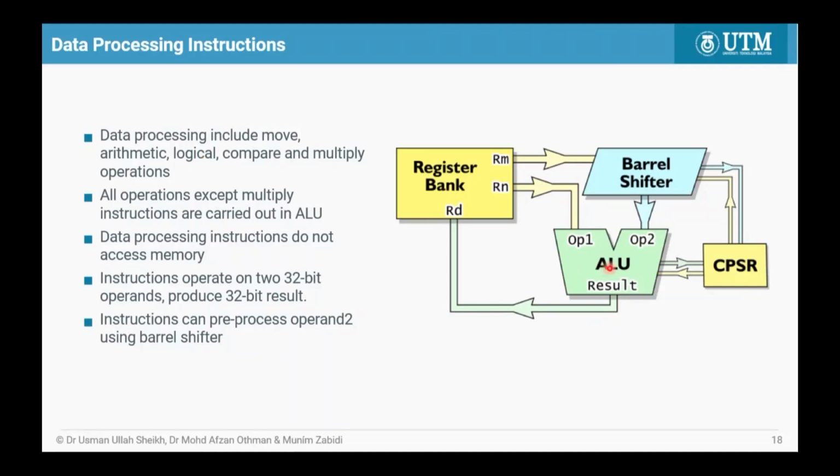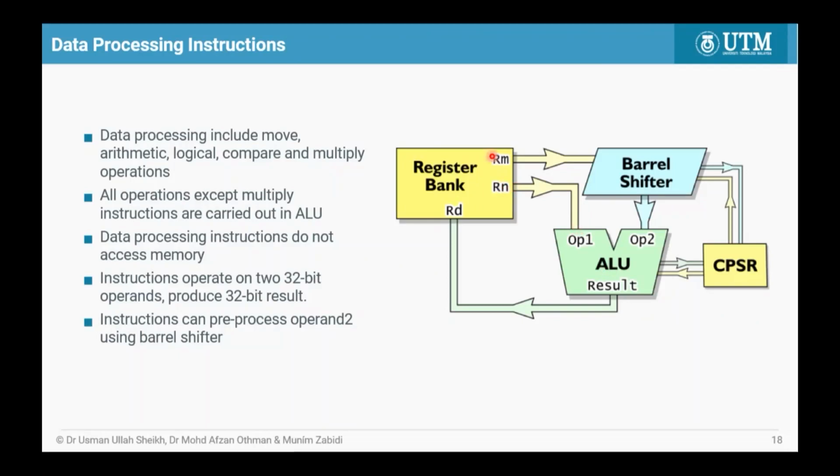Actually, the ARM has a 3-address format. We have Rd, which is your destination, and Rn, which is your source register. The data from this source register will be used directly as your first operand. And then we have Rm, which is another source register.